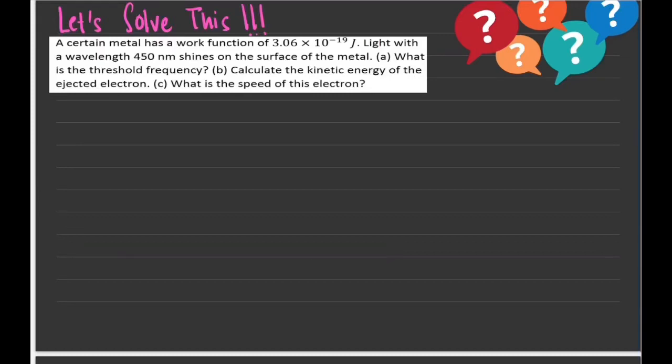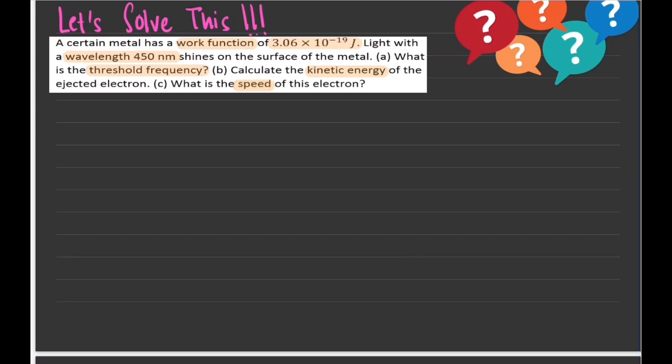Okay. A certain metal has a work function of 3.06 × 10^-19 joule. Light with a wavelength of 450 nanometer shines on the surface of the metal. What is the threshold frequency? Calculate the kinetic energy of the ejected electron. And what is the speed of this electron?